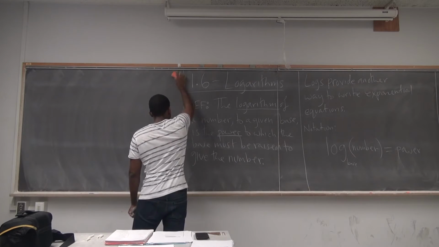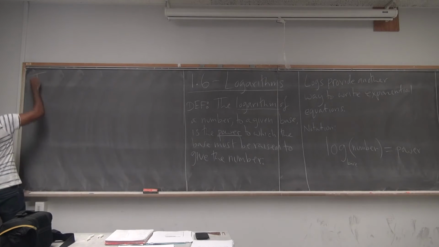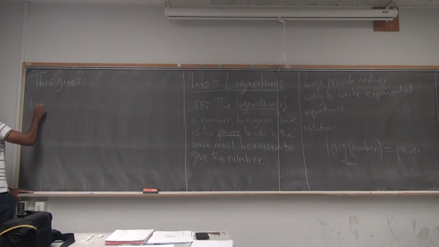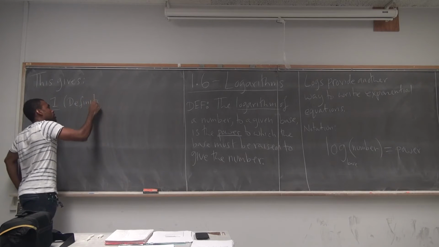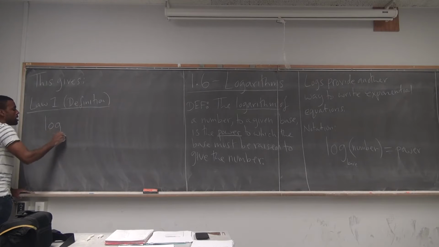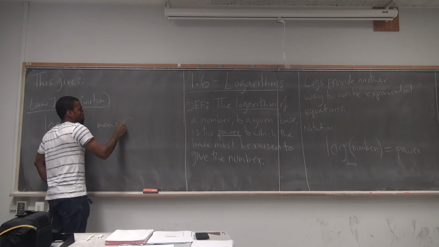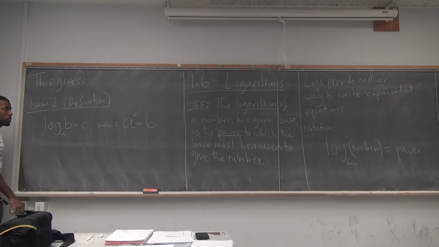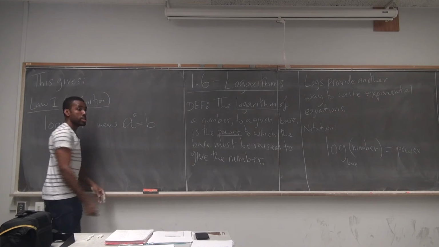And also leads us to the first law of logarithms. Law 1, which is basically the definition written in math symbols. Log to the base a of b equals c means if I take a raised to the c, I get the number b. So if I have this equation, I can write that. And if I have this equation, I can write that. They mean exactly the same thing.